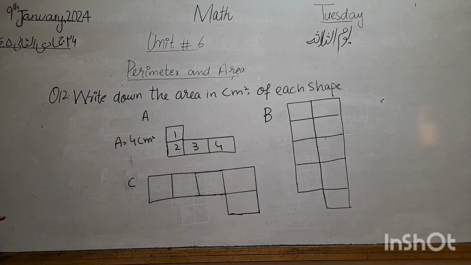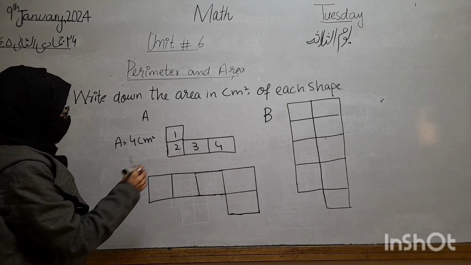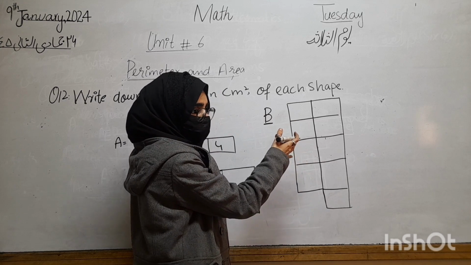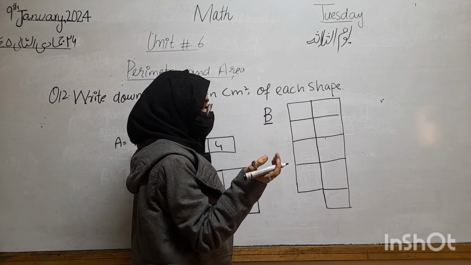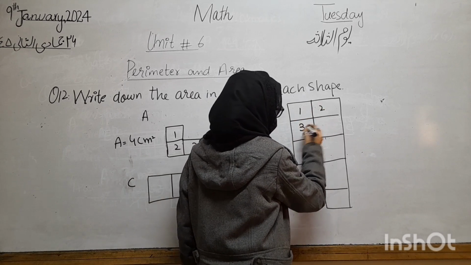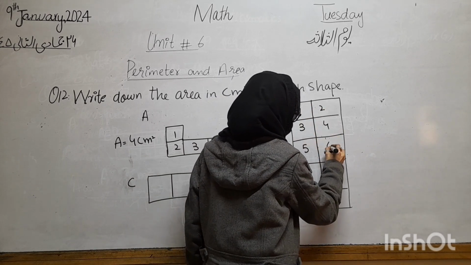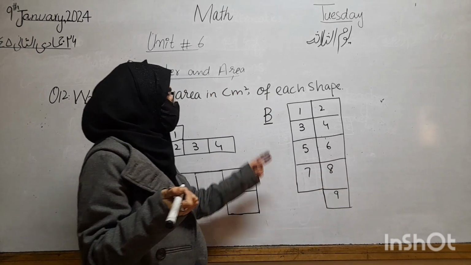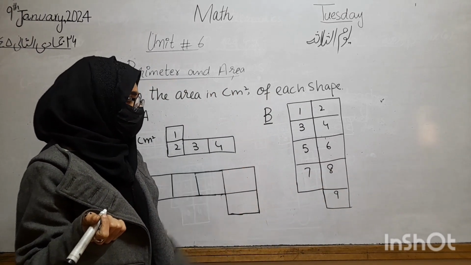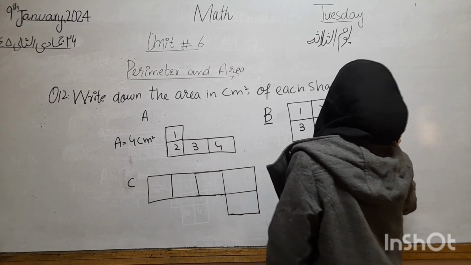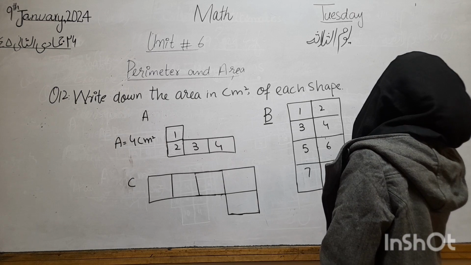After this, we have in B part, how many squares in this? Tell me class. Good. 1, 2, 3, 4, 5, 6, 7, 8, 9. Now tell me class, what is the area of this? The area is A is equal to 9 centimeter square.